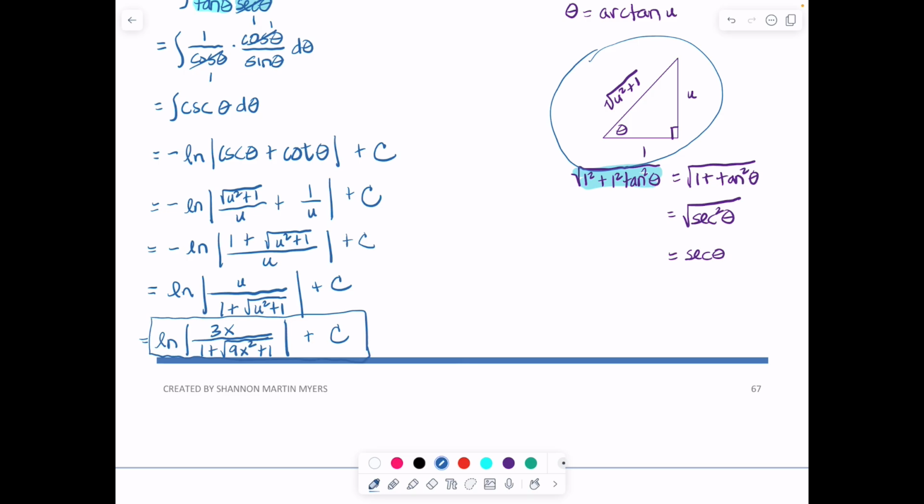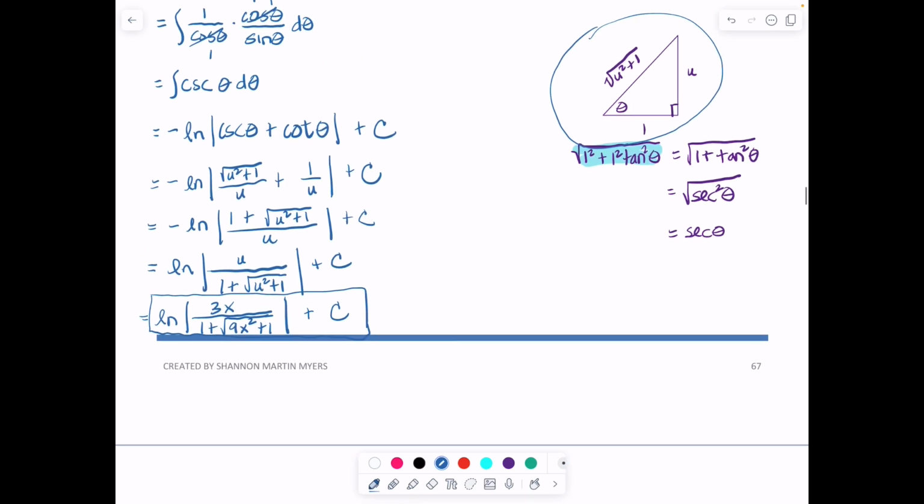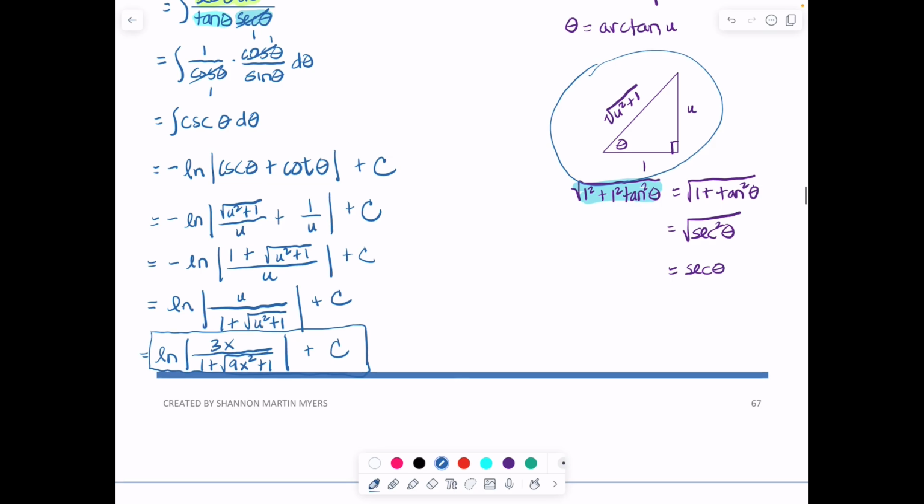Excellent. All right. And so that is our example of how to use an a tangent theta substitution.